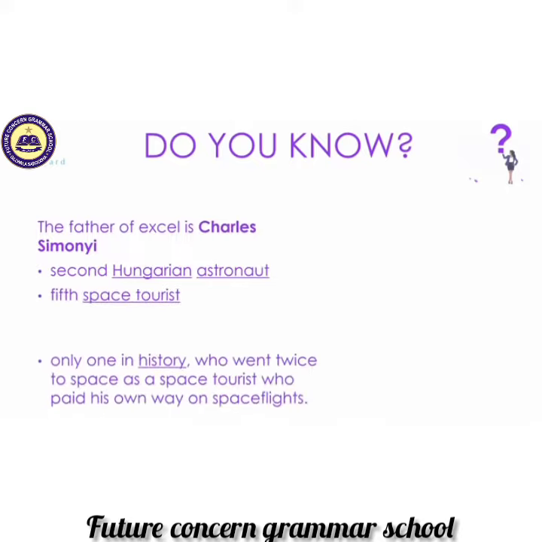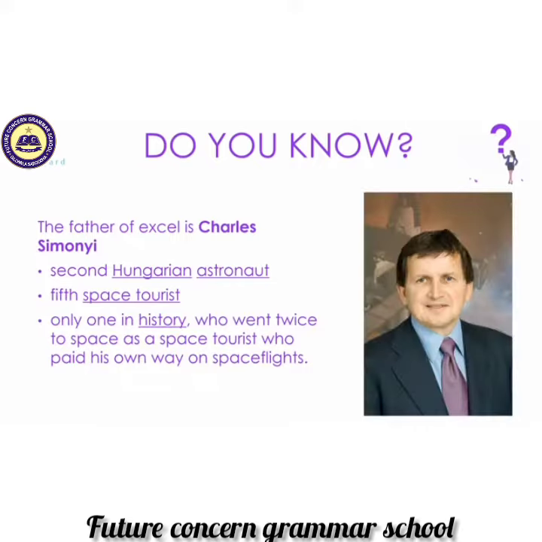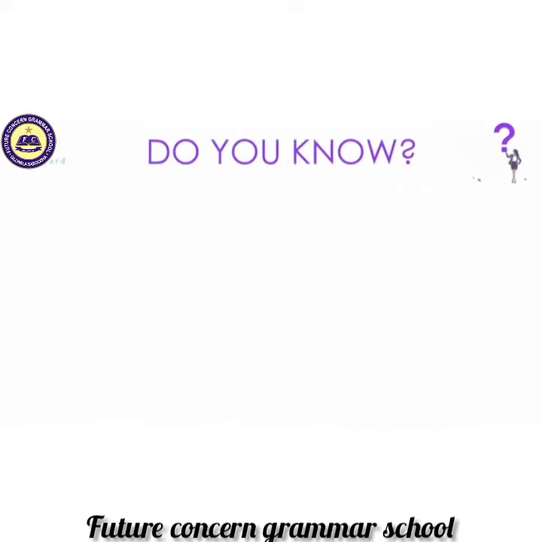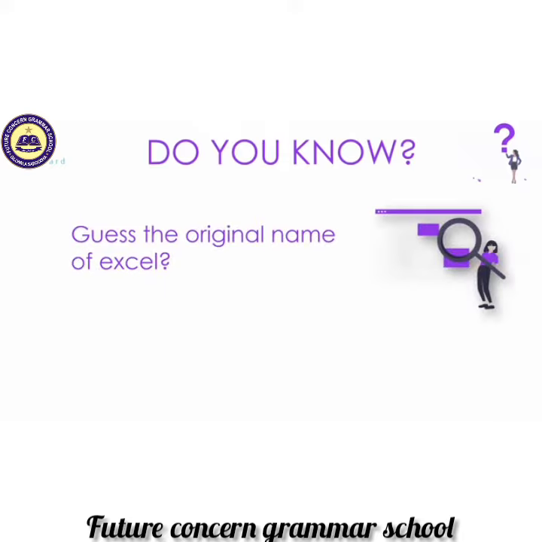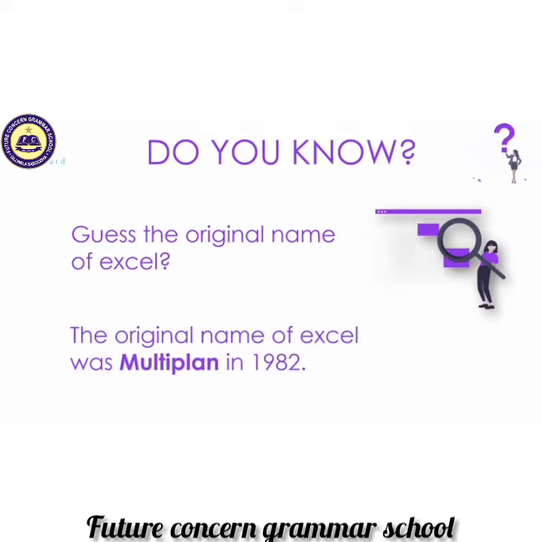Do you know the father of Excel is Charles Simonyi, second Hungarian astronaut, fifth space tourist, the only one in history who went twice to space as a space tourist who paid his own way on space flights? Another interesting fact: guess the original name of Excel. The original name of Excel was Multiplan in 1982.